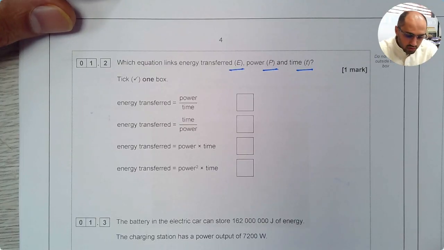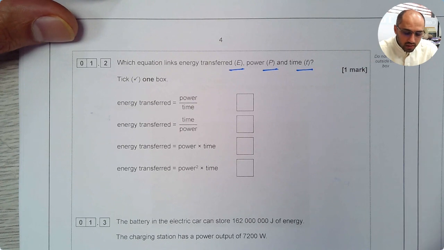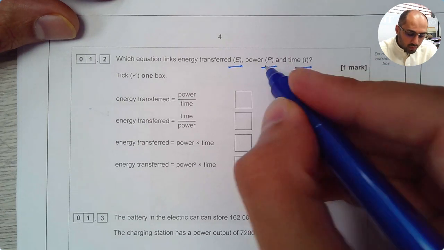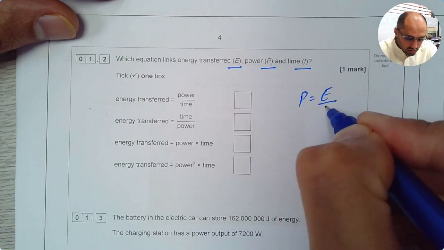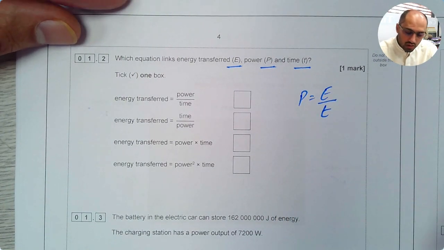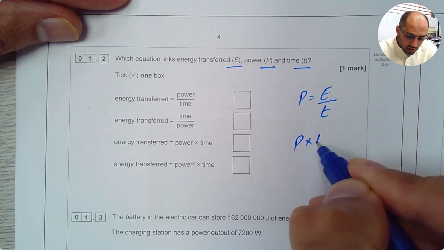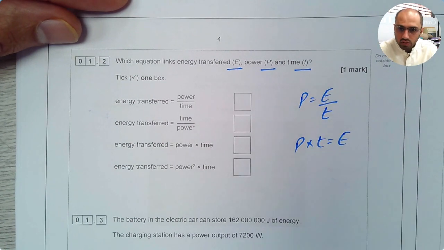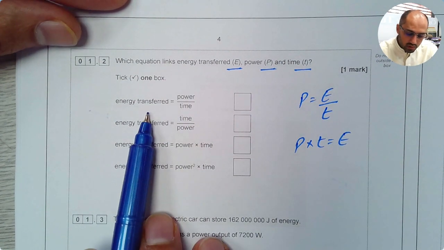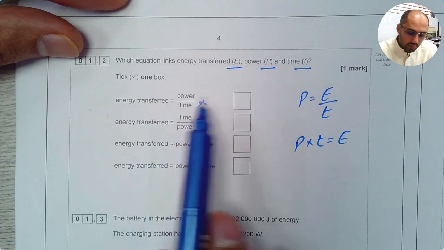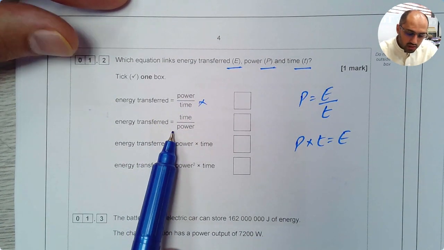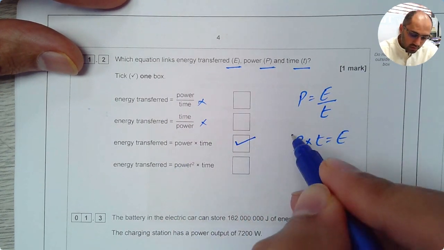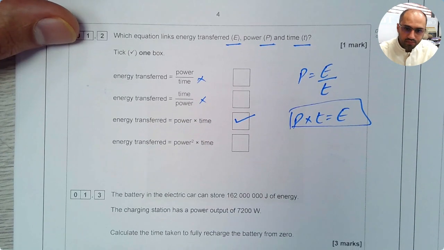Next part asks you to identify the equation that links energy, power, and time. So if you remind yourself, there's an equation for power. Power equals E over T. If you rearrange this equation, you'll end up with P times T equals E. So you just have to check out of these four which one is similar to these two equations. I can see the first one is not the right equation because they both are not the same. The second equation is again not the same as this one, but in this case, this is similar to this equation. So the answer is C.